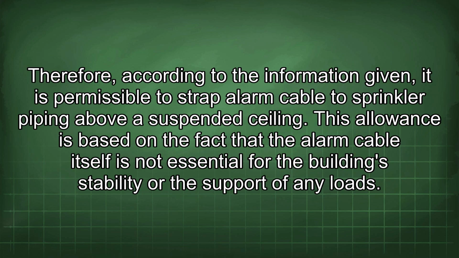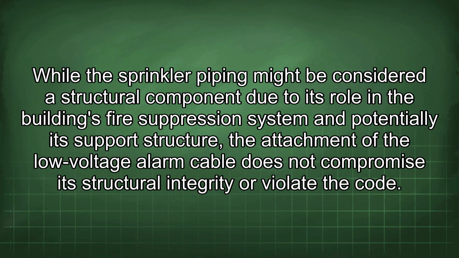Therefore, according to the information given, it is permissible to strap alarm cable to sprinkler piping above a suspended ceiling. This allowance is based on the fact that the alarm cable itself is not essential for the building's stability or the support of any loads. While the sprinkler piping might be considered a structural component due to its role in the building's fire suppression system and potentially its support structure, the attachment of the low-voltage alarm cable does not compromise its structural integrity or violate the code.